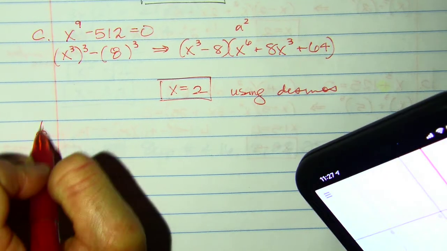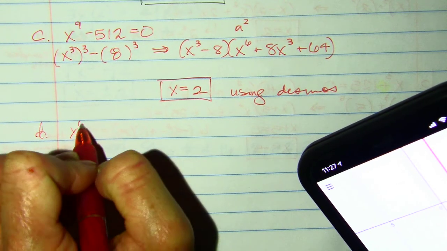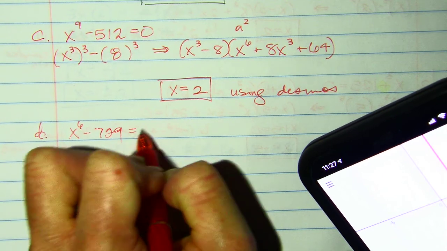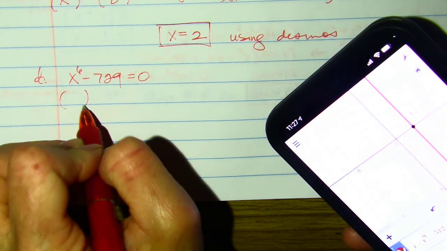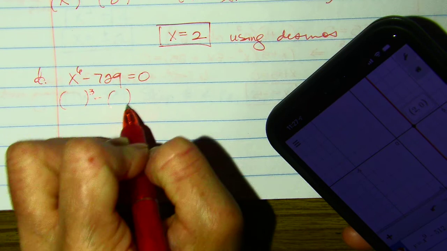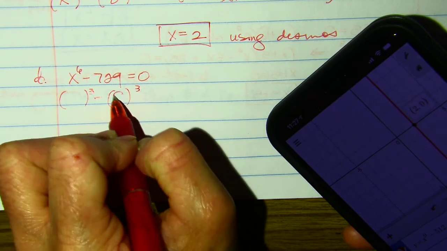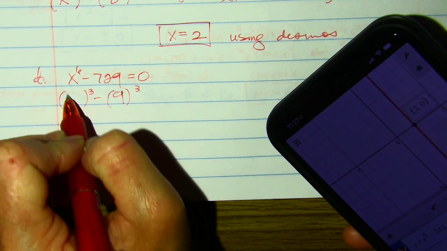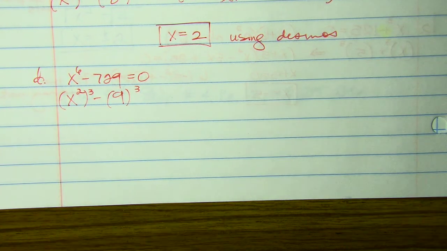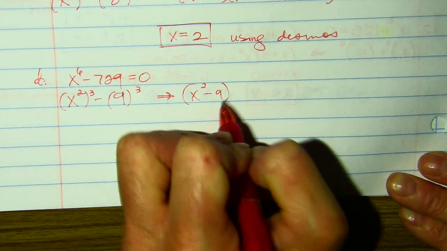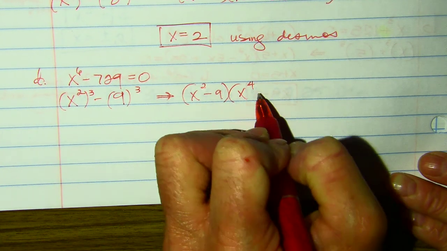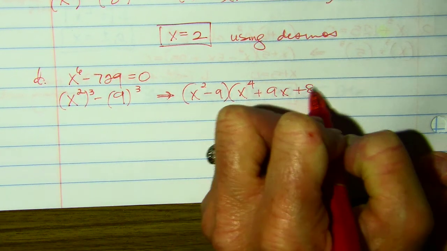Part D, x to the 6th minus 729 equals 0. This is also a difference of two cubes. This third number is 9 cubed, and this is x squared cubed. So my factors are x squared minus 9 and x to the 4th plus 9x squared plus 81.